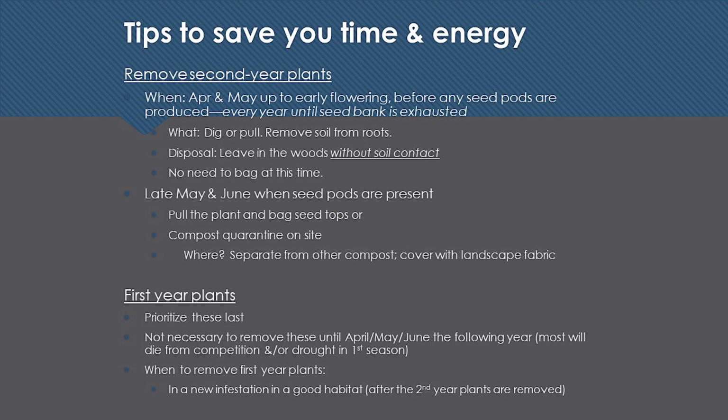So I've got this all written down here. I've said it before. We're going to dig or pull, remove the soil from the roots, and leave it in the woods without soil contact. No need to bag when it's in the flowering stage. When you're in late May and June, when the seed pods are present, you have to pull the plant and bag the seed tops or compost. Does that make sense?